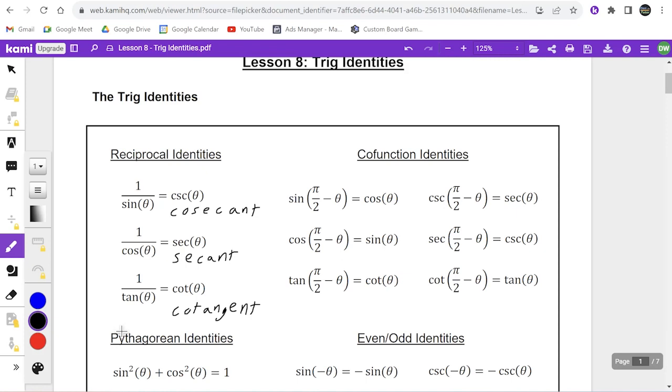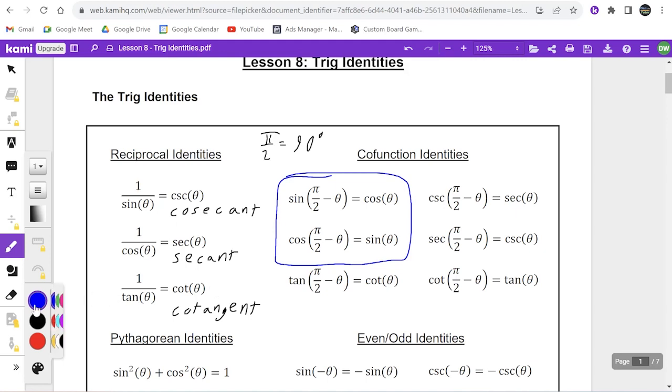Next, we want to talk about the cofunction identities. Cofunction identities, not that bad. Basically, what we say is if you have pi over 2 minus theta, which if you forget, pi over 2 is 90 degrees if you prefer degrees, but I'm going to be saying pi over 2 today. If you have pi over 2 minus theta, for any of the trig functions, it's going to give you its complement. What do I mean by the complement? Well, the complement to sine is cosine, so these two are a family together. The complement to cosecant is secant, so they're a family together. And then the last grouping would be tangent and cotangent.